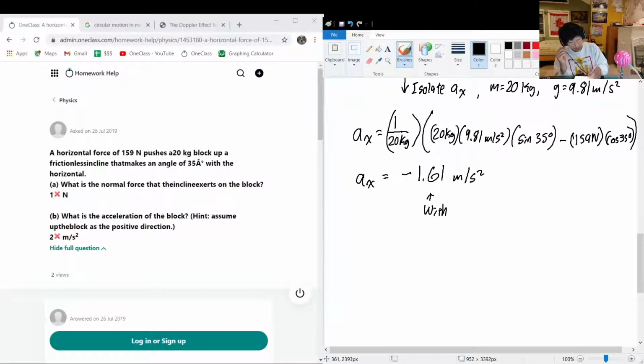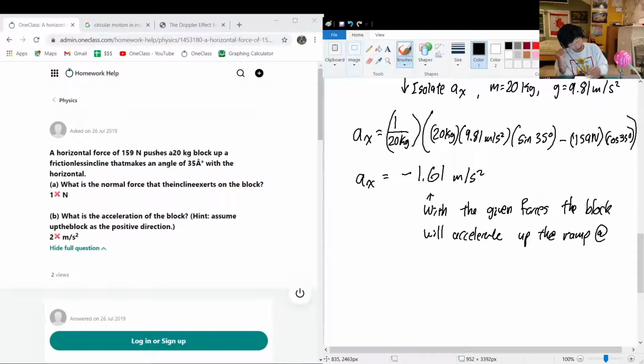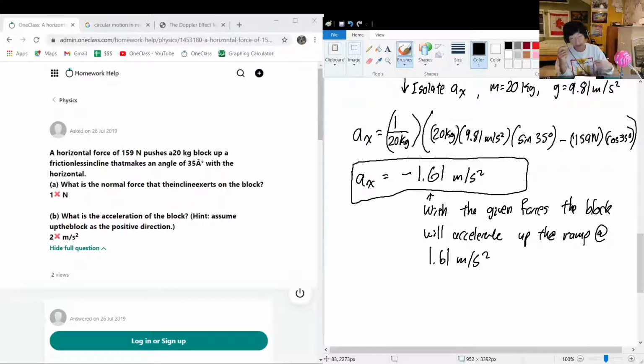So with the given forces, the block will accelerate up the ramp at 1.61 meters per second squared. Okay, that's going to be our final answer, and that resolves the second part of our question, and that's the final part of our question, so we can call it a day.